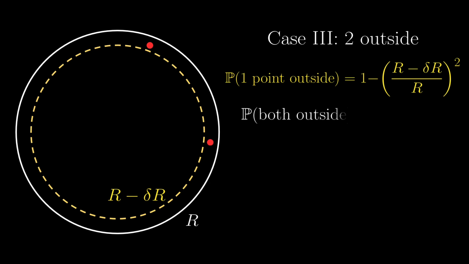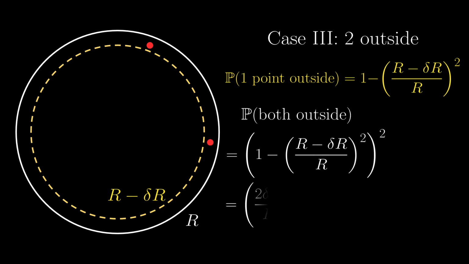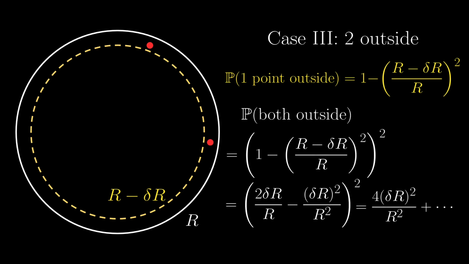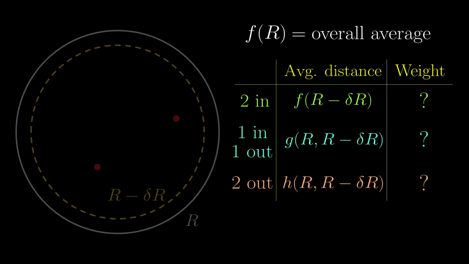The probability in this case is the probability of one point outside squared, which we can again do some algebraic manipulation to expand, but in this case all the terms are of higher powers of delta r. So we ignore all the terms here and say that this probability is approximately 0. So we can fill in the table now. The first case has probability approximately equal to 1 minus 4 delta r over r, the second case having probability 4 delta r over r, and the final case is so unlikely that its probability is negligible.